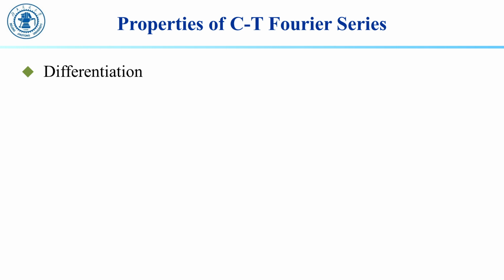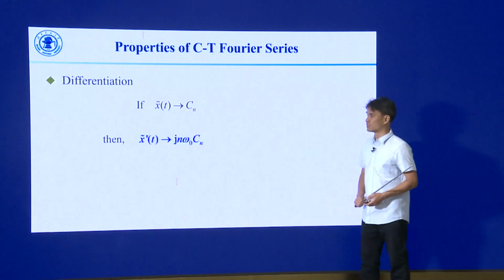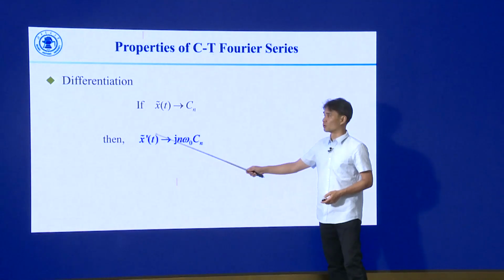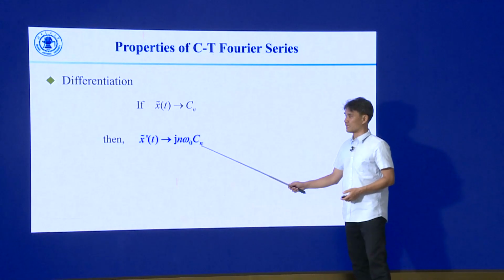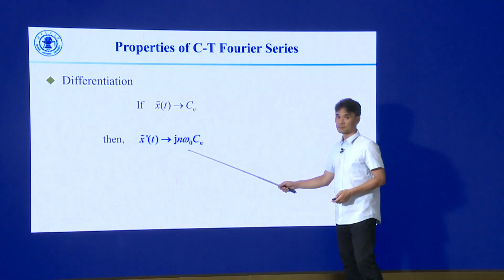The next is the differentiation property. Given a pair of Fourier series, if we take the first derivative of the original signal in the time domain, then correspondingly the spectrum will be multiplied by an extra term shown here.